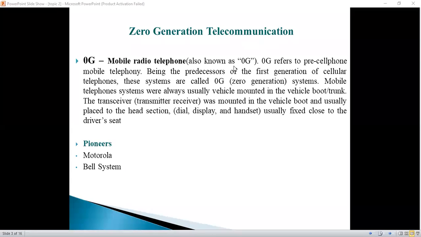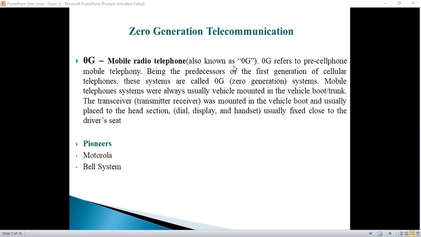So, what kind of phones were used during this 0G, that is zero generation? These phones or telephones, you can say, were mounted to the vehicles, right? Somewhere near the driver, where the driver sits. So these phones were actually vehicle mounted, right? And these have transceivers. What is a transceiver? A transceiver is a device that can transmit and receive both. They can perform both tasks.